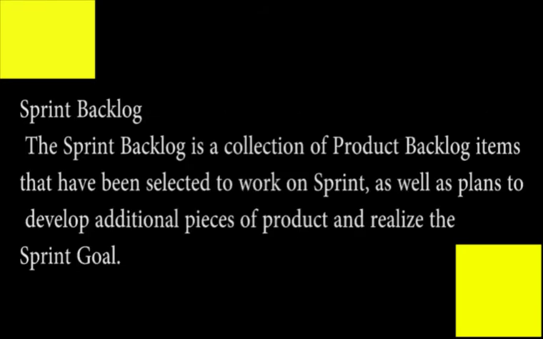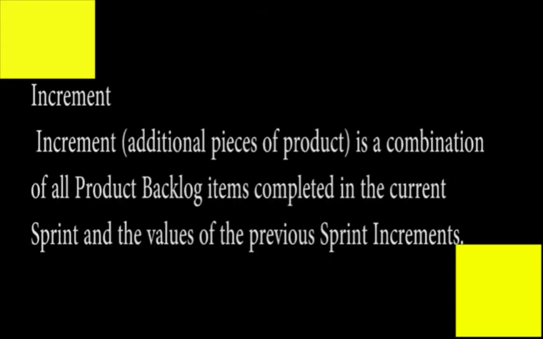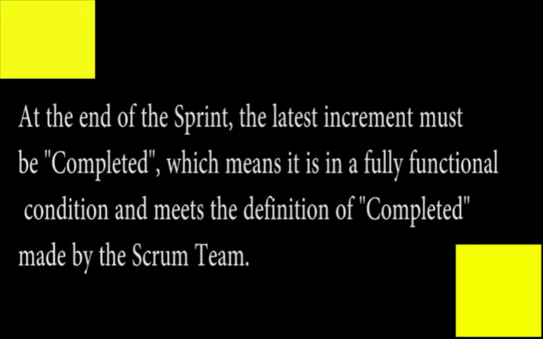Sprint backlog. The sprint backlog is a collection of product backlog items that have been selected to work on in the sprint, as well as plans to develop additional pieces of product and realize the sprint goal. Increment. An increment, an additional piece of product, is a combination of all product backlog items completed in the current sprint and the values of the previous sprint increments. At the end of the sprint, the latest increment must be completed, which means it is in a fully functional condition and meets the definition of done made by the Scrum team.